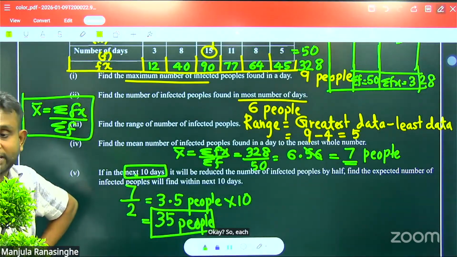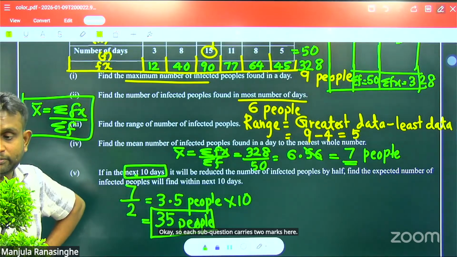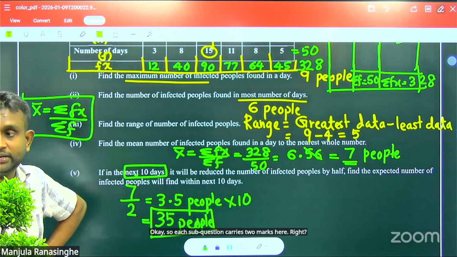Each sub-question carries 2 marks here, right? Every question goes at 2 marks each.